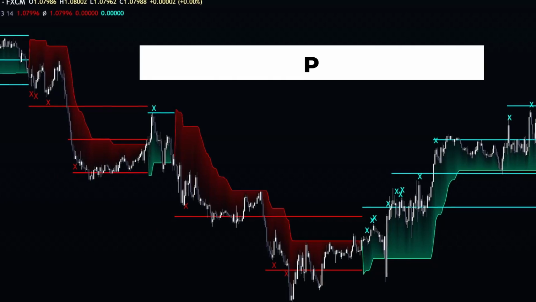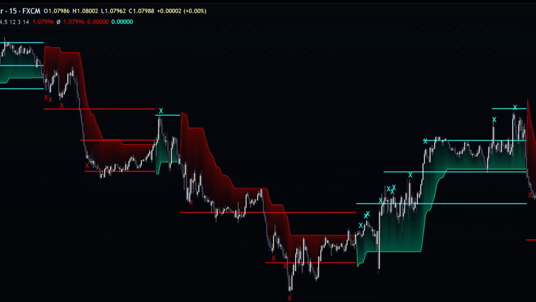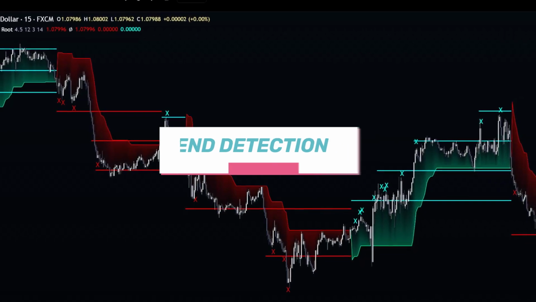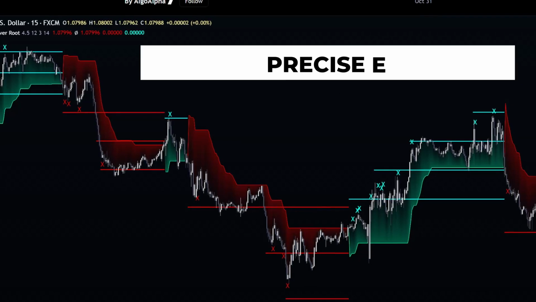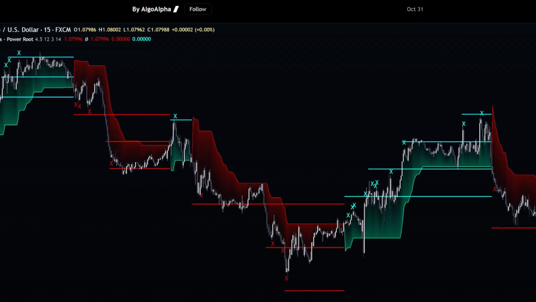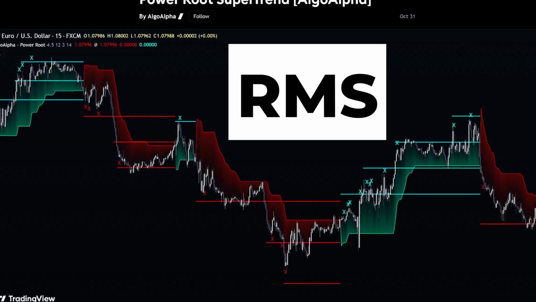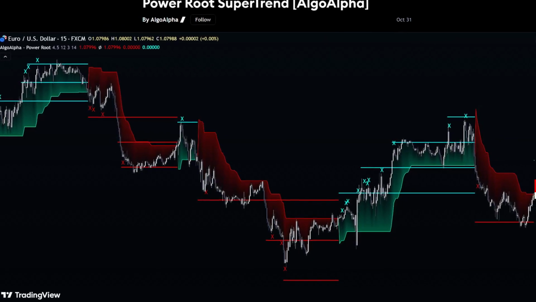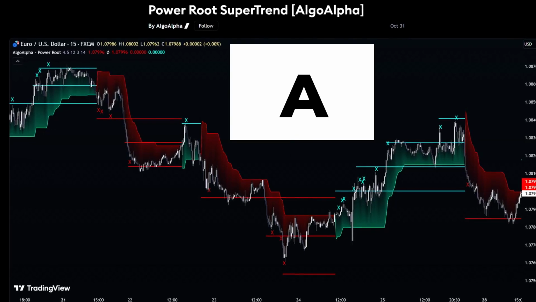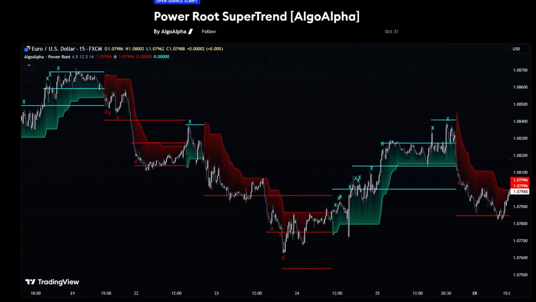It uses something called a power root calculation, which gives it an extra edge in detecting changes in market trends, especially when things get wild. This means you can get more precise entry and exit signals, which is crucial for successful trading. The Power Root SuperTrend works by applying a root mean square, or RMS, function to the closing price, which makes the trend line more responsive to recent price movements. It also considers the average true range, ATR, to measure volatility and sets the upper and lower SuperTrend bands accordingly.